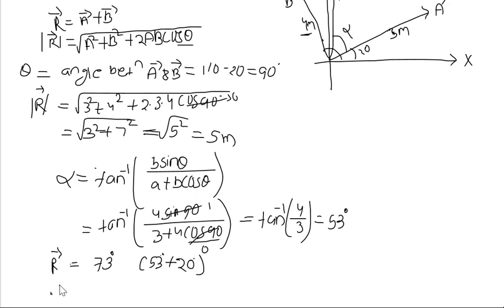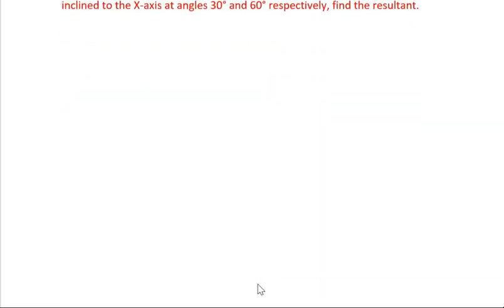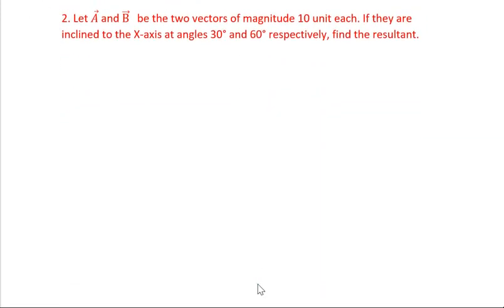So we write resultant R vector has 5 meters as magnitude and makes 73 degrees with the x-axis. So this is question 1 complete. Now we go towards question 2. Question 2 is also similar to question 1.